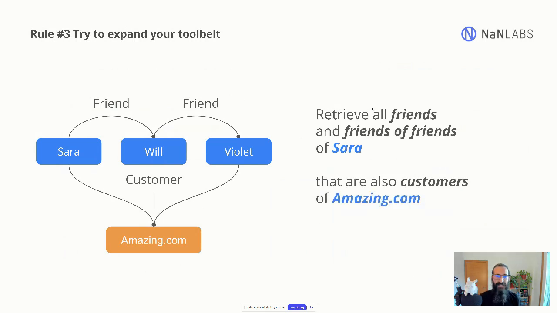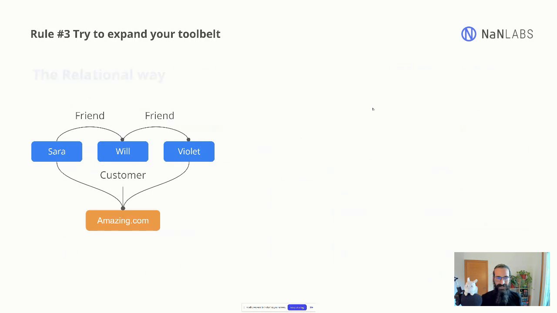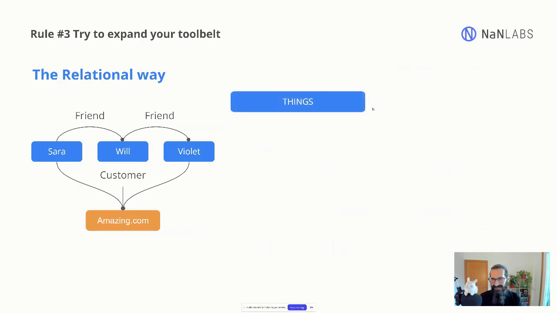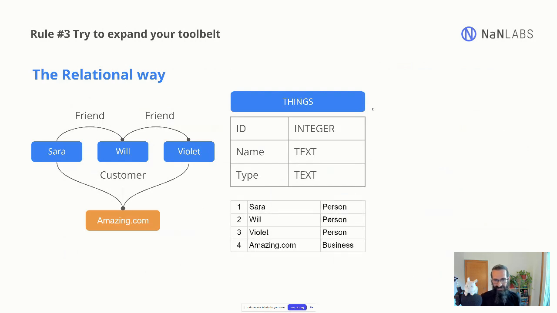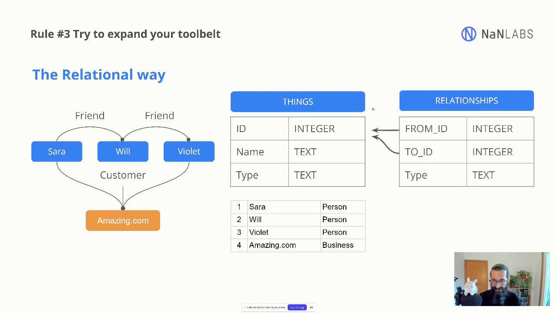And let's do an exercise. Let's say that I want to solve this the relational way, so using a relational database. So I might create something like a things table with an ID, name, and type, and create some entities like Sarah, Will, and Violet, that are persons, and Amazing.com, that is a business. And I might create another table that is relationships, with foreign keys, of course. And the idea is to describe the relationships of the other entities. So Sarah and Will are friends, Will and Violet are friends, and everyone is a customer of Amazing.com.